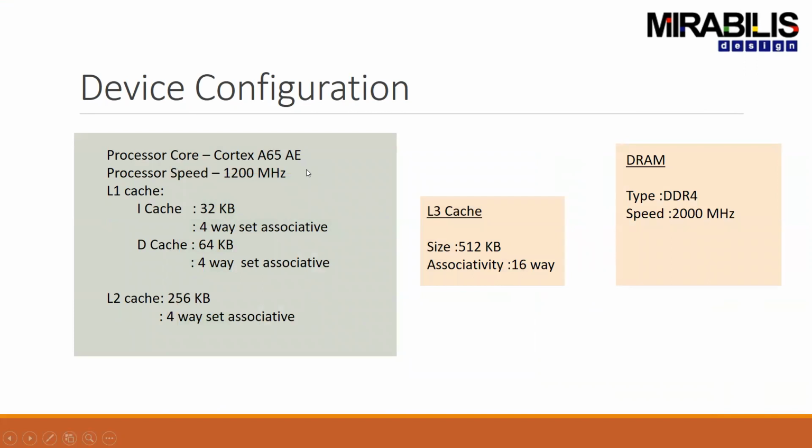This is the device configuration for the system. The processor core is Cortex A65AE running at 1200 megahertz. The I cache is 32 KB, 4-way set associative. The D cache is 64 KB, 4-way set associative. The L2 cache is 256 KB, 4-way set associative. The L3 cache is 512 KB, 16-way associative. And the DRAM is DDR4, 2000 megahertz.